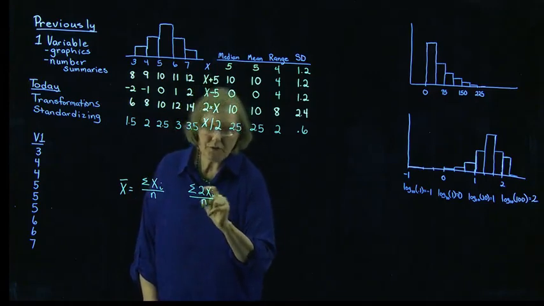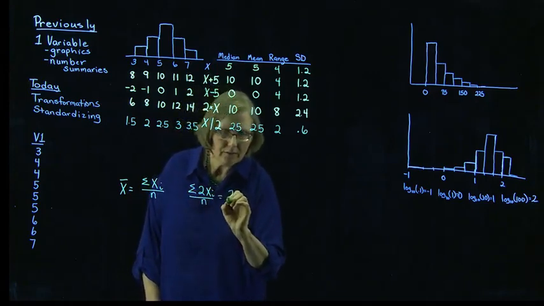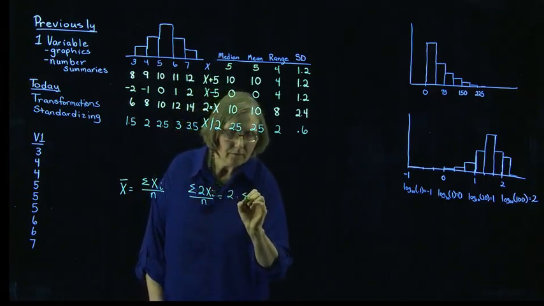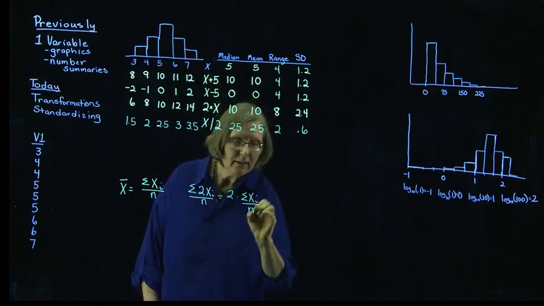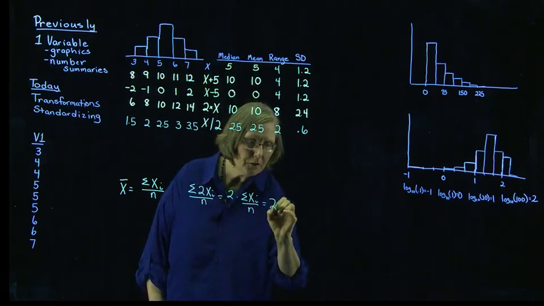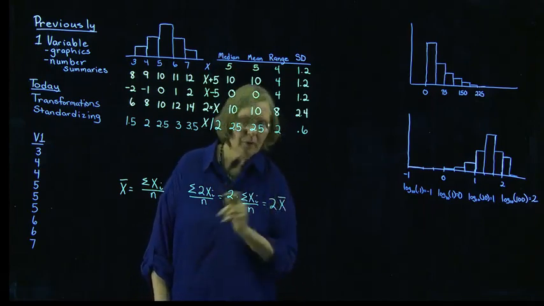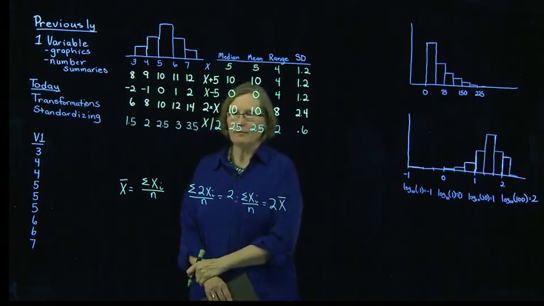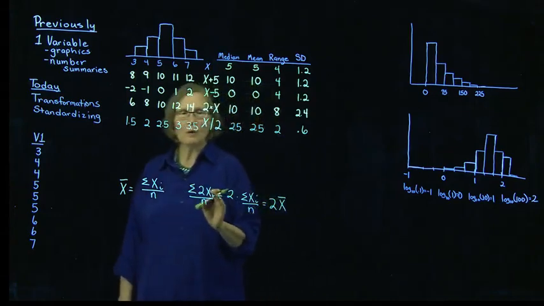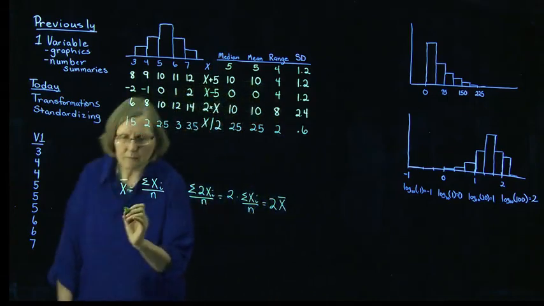We can pull the 2 outside the summation, and we see that we're simply back to 2 times our original mean. And 2 could be any constant that we wanted. Let's also look at how it works for the standard deviation.